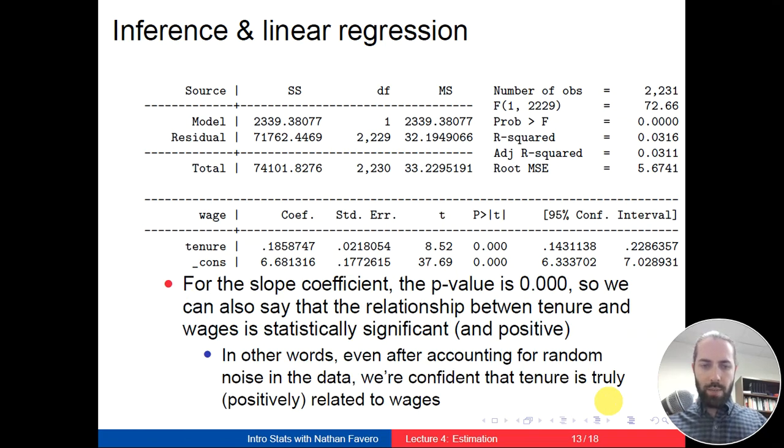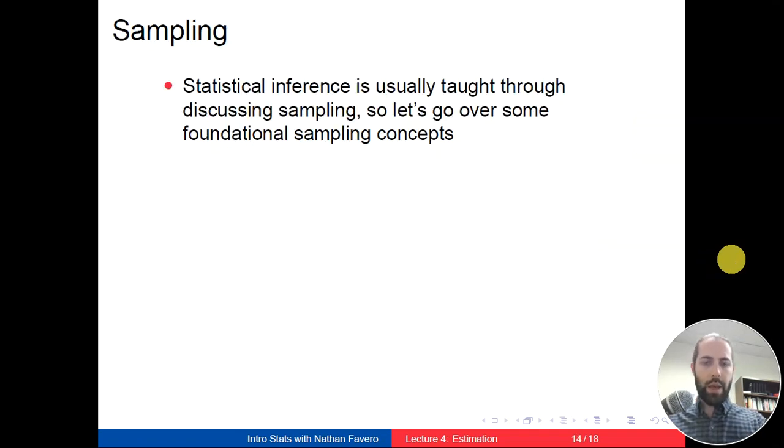As we talked about briefly, the p-value is less than 0.05. So we're going to say that it's a statistically significant relationship. And also because the sign here is positive, we're going to say that it's a positive relationship. In other words, even after we account for random noise in the data, we're confident that tenure truly has a positive relationship with wages. That's another way we can interpret that.